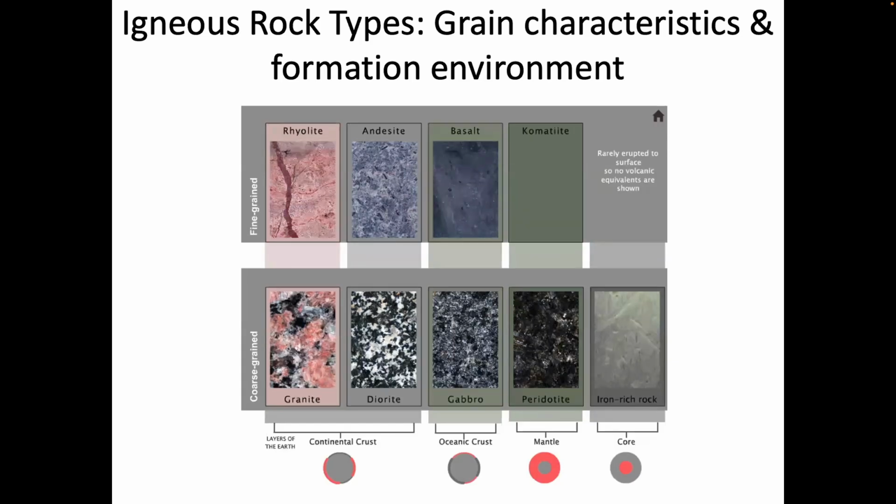Now we look at these down here. Large grain size. They almost look like salt and pepper or various colors. These are your coarse-grained igneous rocks. They cooled slowly. The grains grew larger.